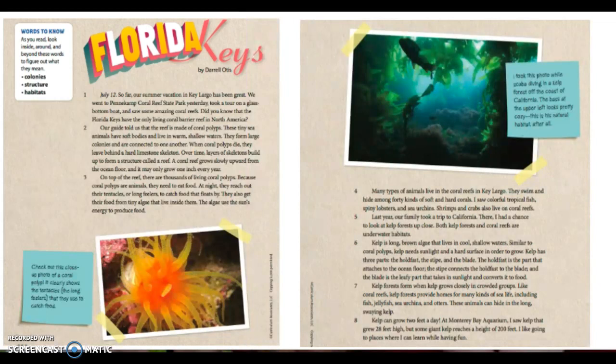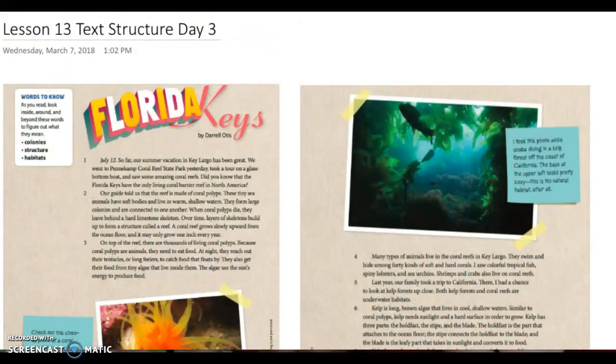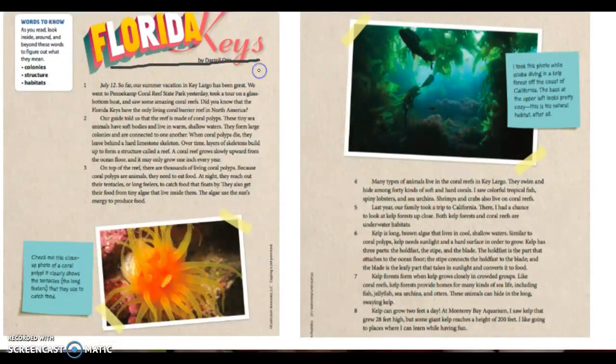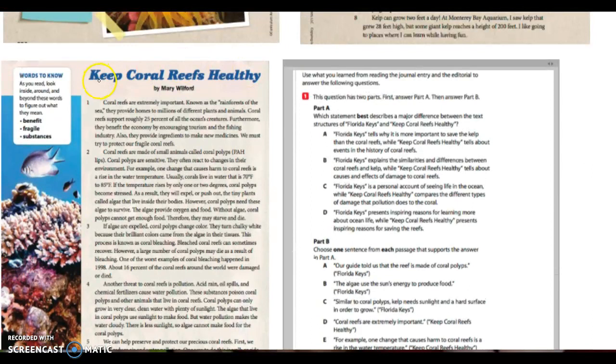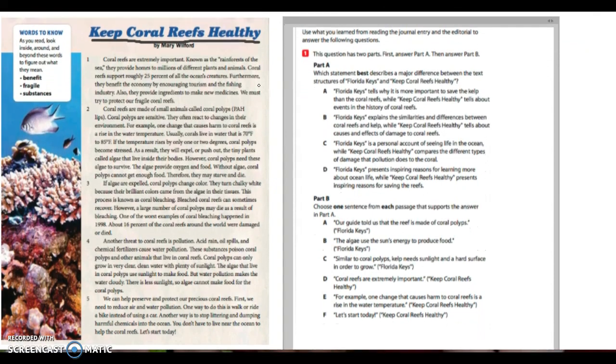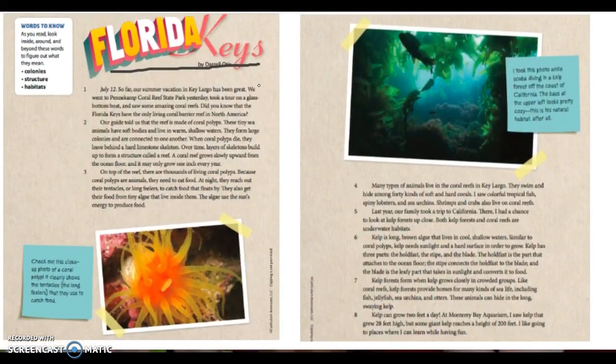Good. Now we're going to come back together, and while I go through and unravel our passage, I'd like you to follow along with your finger. So we have underlined the title, Florida Keys, and the second title is Keeping Coral Reefs Healthy. We did predict about that passage and said that it's probably going to be about the ocean. Next is our run through and number. Keeping Coral Reefs Healthy, we have 5 paragraphs, and in the Florida Keys, we have 8 paragraphs.